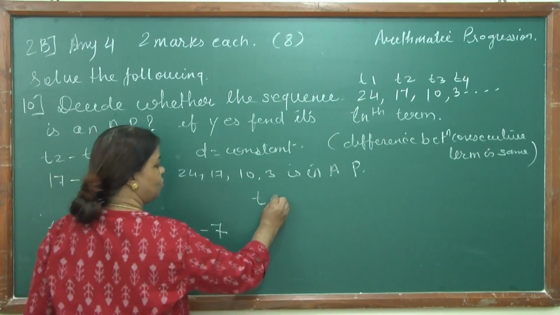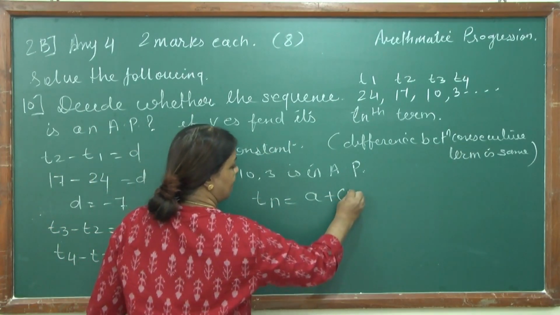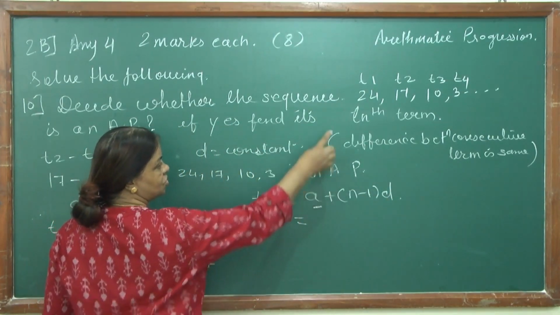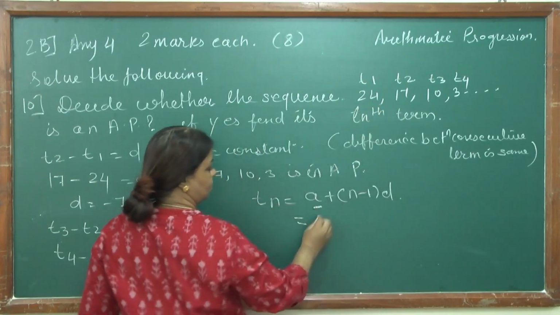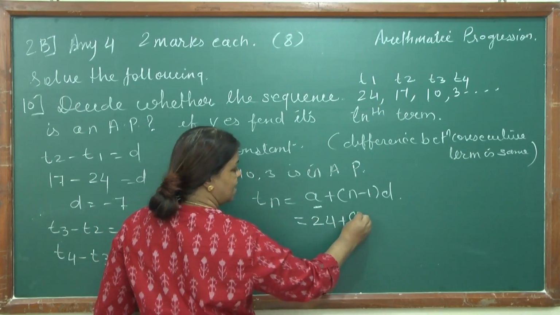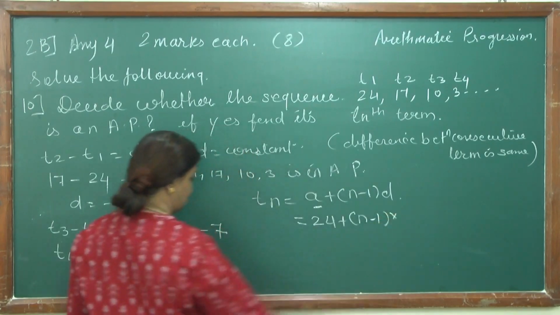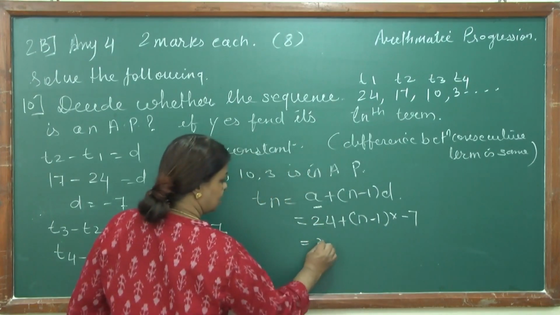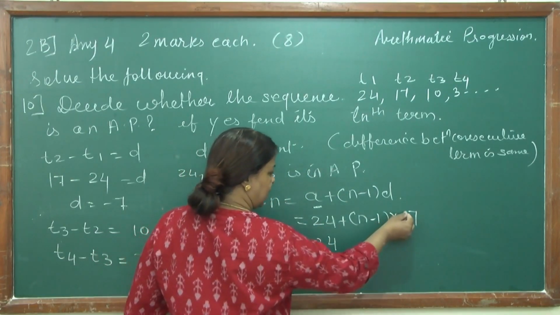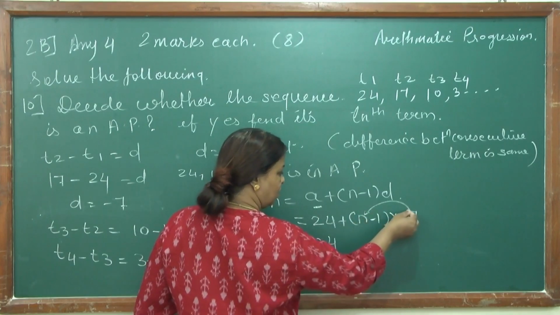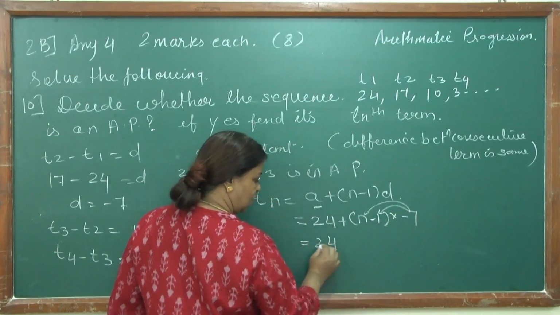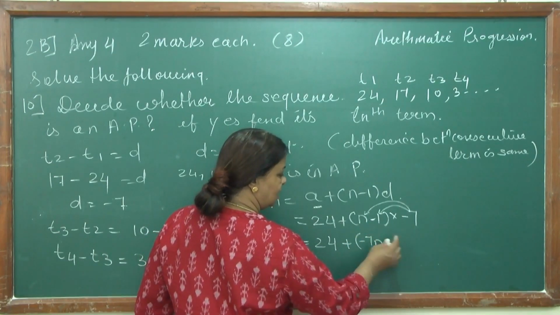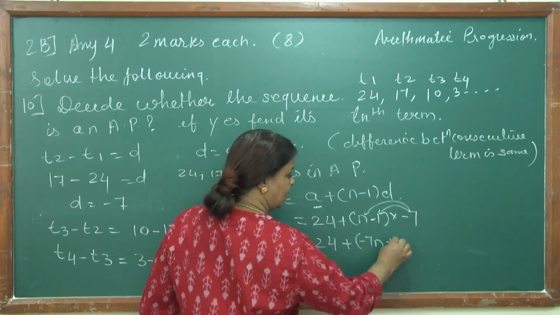So what is the Tn formula? Tn is equal to a plus (n minus 1) into d. Let's place the values. a is nothing but the first term, 24, plus (n minus 1). d is how much? Minus 7. Let's calculate. Minus 7 is outside the bracket, so first we will multiply everything which is outside the bracket. 24 plus, minus 7 into n, minus 7n. Minus 7 into minus 1, plus 7.